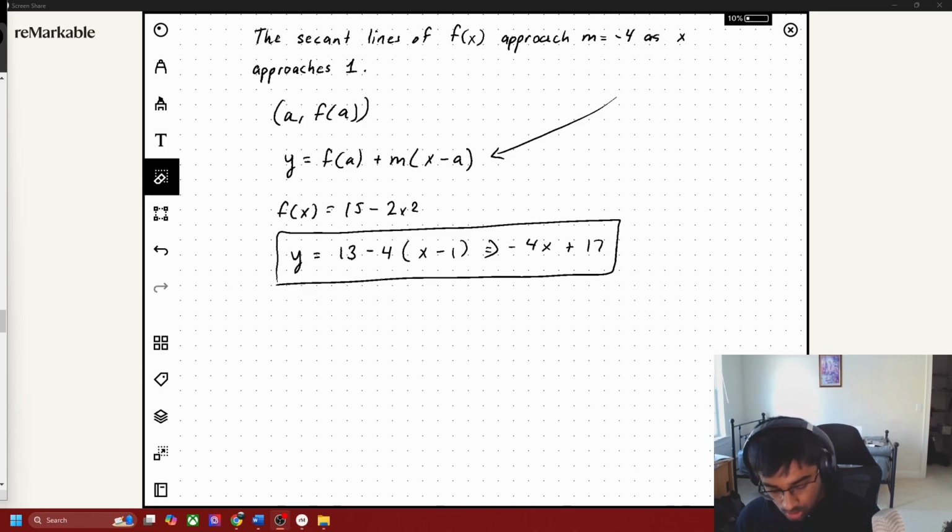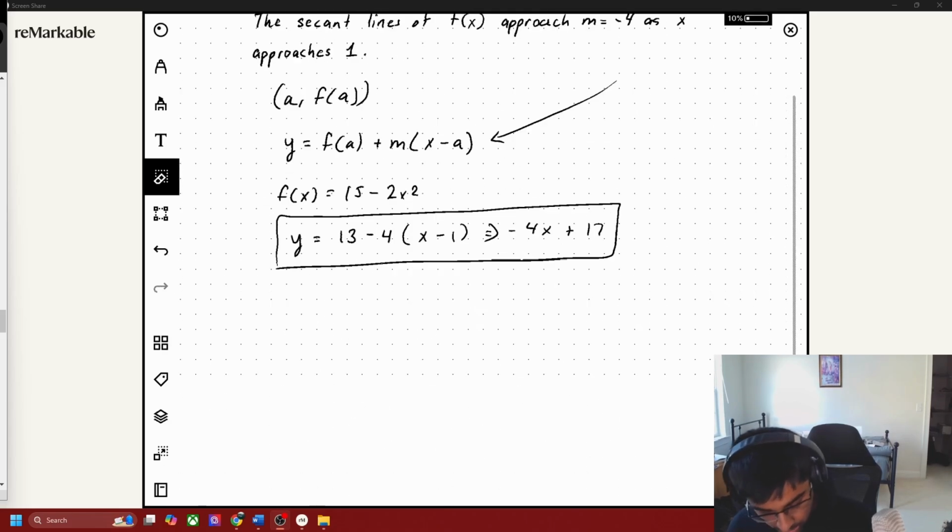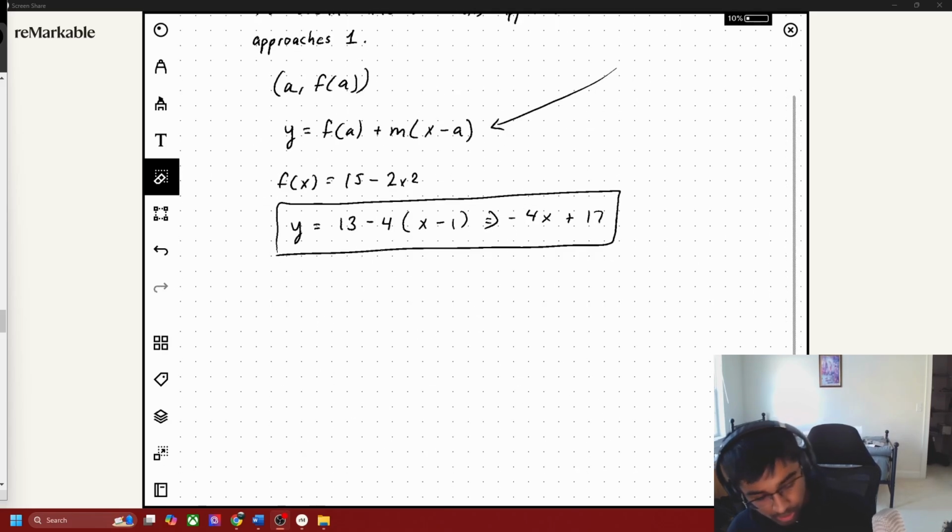Okay, that's tangent lines. And now we're going to go on a slightly different topic that's still very much related to tangent lines because that's the essence of most of calculus. It is the topic of rates of change.